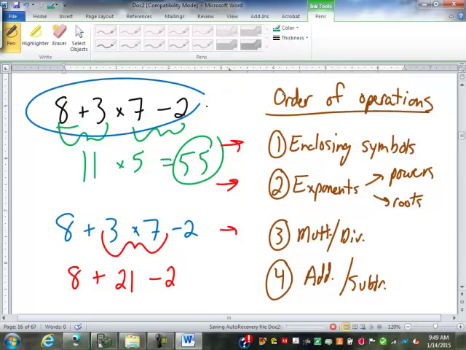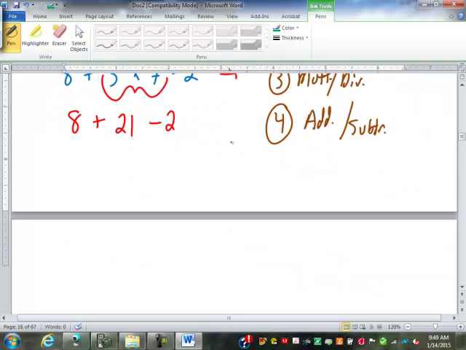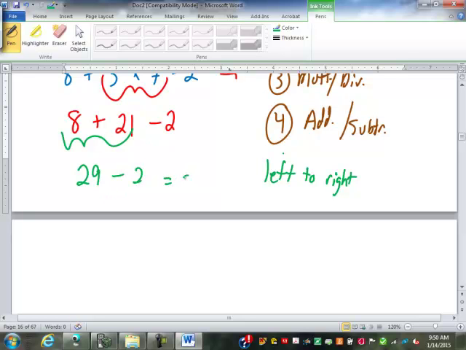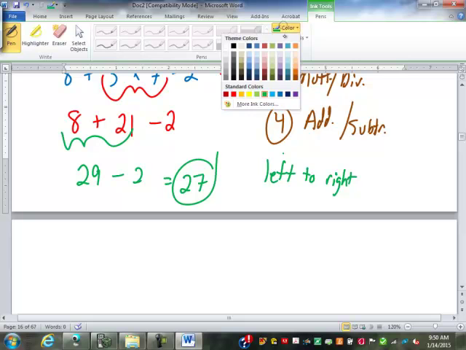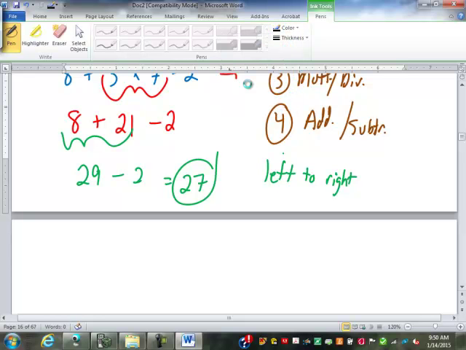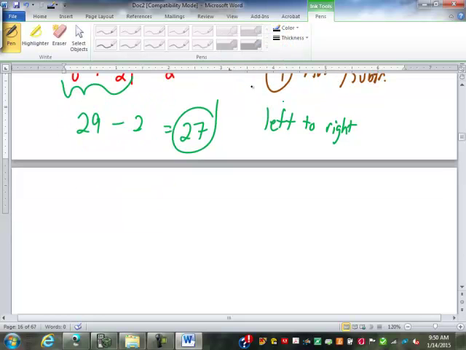So now all that's left is addition and subtraction. Those are on that last or fourth level. But there's an addition and a subtraction. Since they're on the same level, we go left to right, just like reading a book. So we're on the left first. 8 plus 21 is 29. And minus the 2 is 27. Let's look at one that's a little bit more complicated.